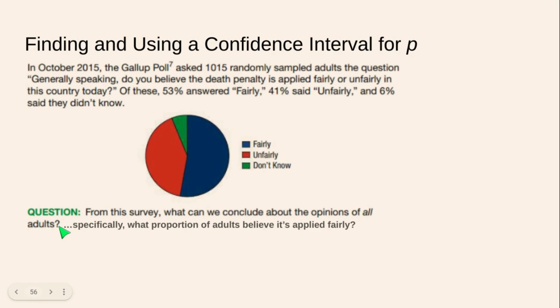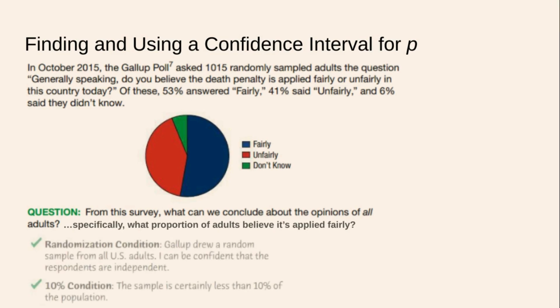Okay, now what precisely is this question asking? Specifically, what proportion of adults believe it's applied fairly? All right? Now, we could just say the 53%, but that is a point estimate. And the thing about a point estimate is it's the best one-number guess, but it's almost certainly wrong, and there's no way of knowing how wrong it is. Okay, so we like our interval estimates. We like a confidence interval. But first, we need to check off the conditions.